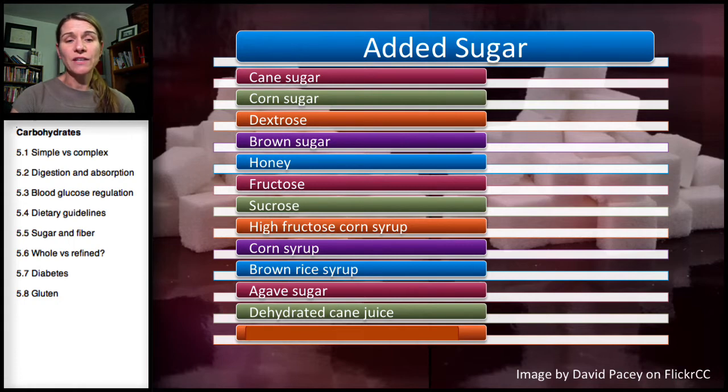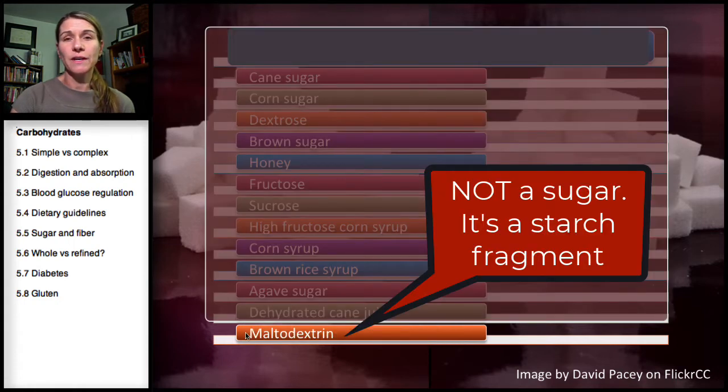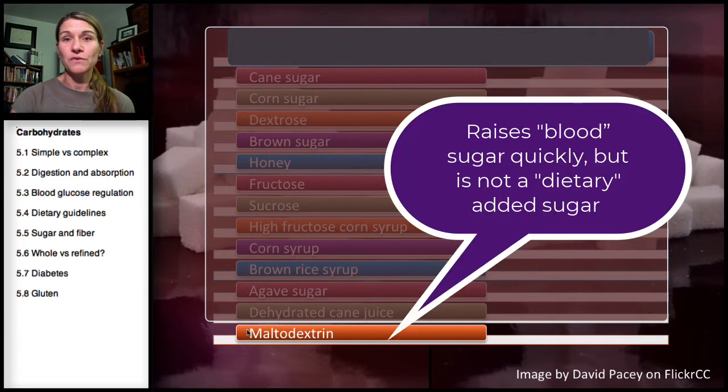And then maltodextrin. Maltodextrin isn't really a sugar, but it's like a small starch. It's basically a bunch of glucose linked together. It actually digests faster than most of these, more quickly, and raises your blood sugar more quickly. But you'll see maltodextrin added to a lot of products.